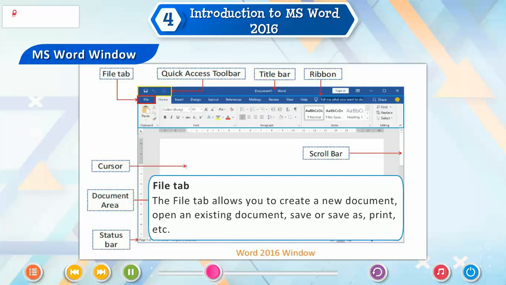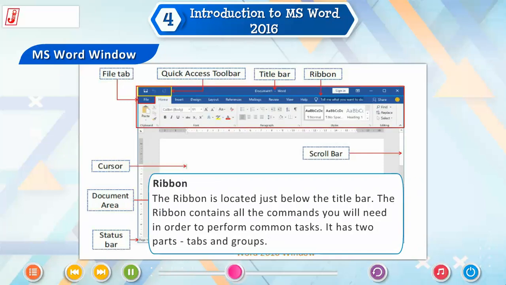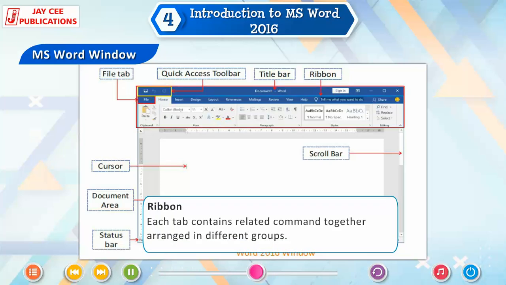File tab. The File tab allows you to create a new document, open an existing document, save or save as, print, etc. Ribbon. The ribbon is located just below the title bar. The ribbon contains all the commands you will need in order to perform common tasks. It has two parts, tabs and groups. Each tab contains related commands together arranged in different groups.